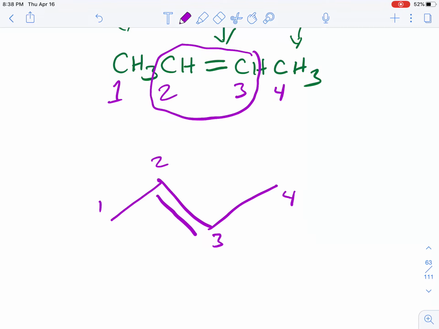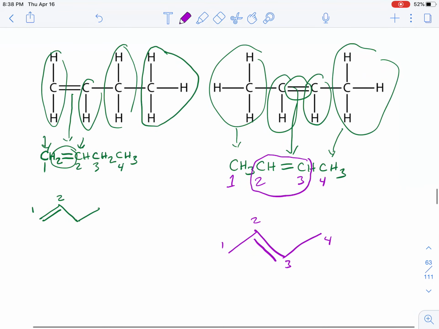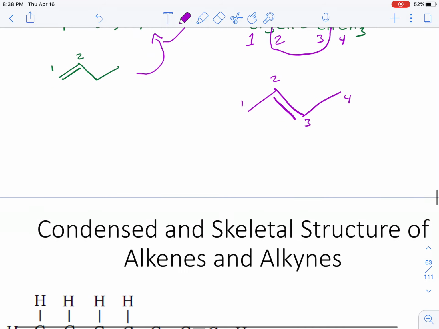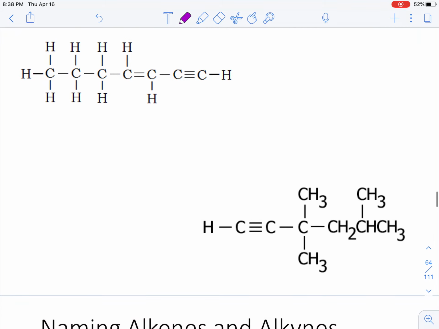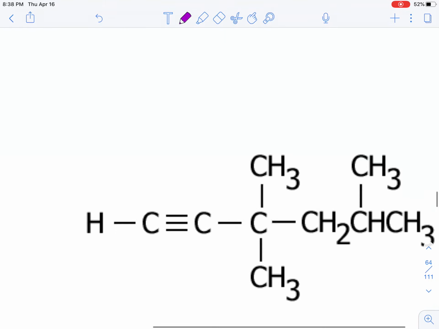Okay. So hopefully you guys understand how to go from expanded to condensed to skeletal. And you guys should be able to go from skeletal to condensed to expanded as well. Okay. All right, so here we have just a couple more. So I think I already did this one at the very beginning. And so I'm just going to go ahead and just do one more.